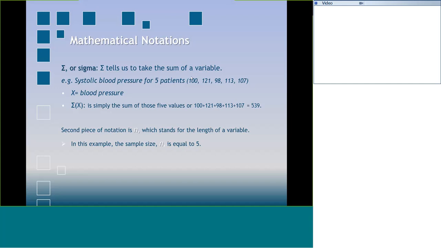The next notation we are going to introduce is lowercase n, which stands for the length of the variable. This will be called the sample size. In our example, n is equal to 5 for the 5 patients.